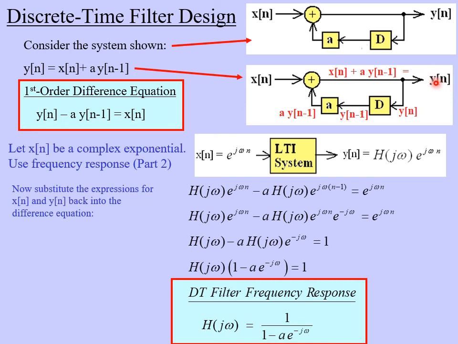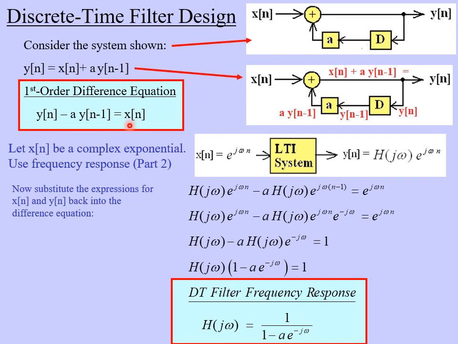So I can write my difference equation from this last step right up here. y of n is equal to x of n plus a y of n minus 1, and I'm going to just rearrange this. I'm going to put my y's on the left, like we remember this is how we usually do it, and put my x's, my inputs, on the right. So this is a first order difference equation. What this tells us is that this is a first order discrete time filter. All right, and so y of n minus a y of n minus 1 is equal to x of n.